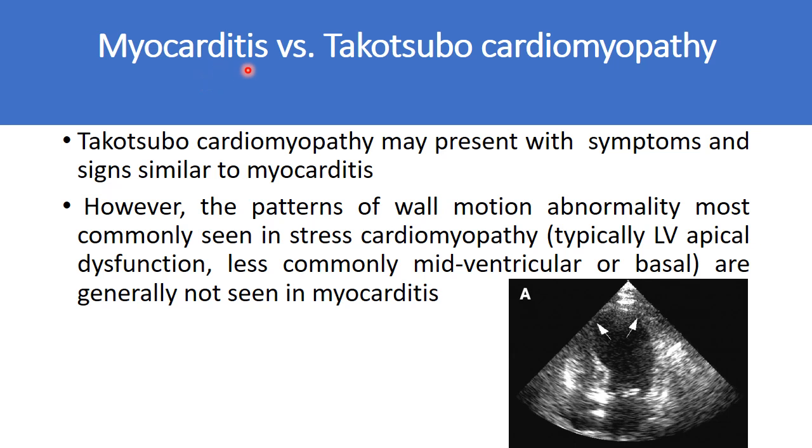How to differentiate between myocarditis and Takotsubo cardiomyopathy? Takotsubo cardiomyopathy may present with symptoms and signs similar to myocarditis. However, the pattern of wall motion abnormality most commonly seen in stress cardiomyopathy, typically left ventricular apical ballooning or dysfunction, and less commonly mid-ventricular or basal, is generally not seen in myocarditis.